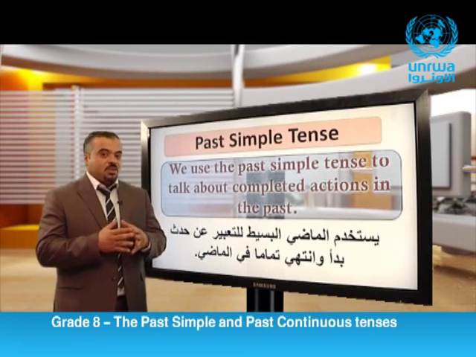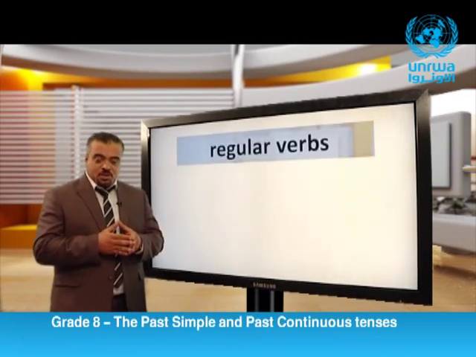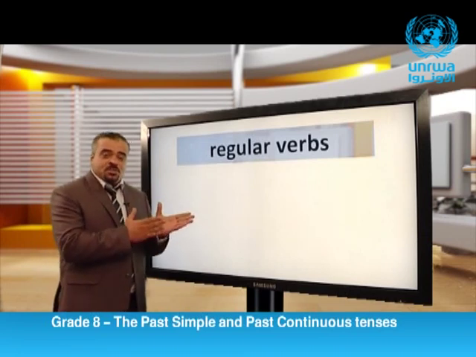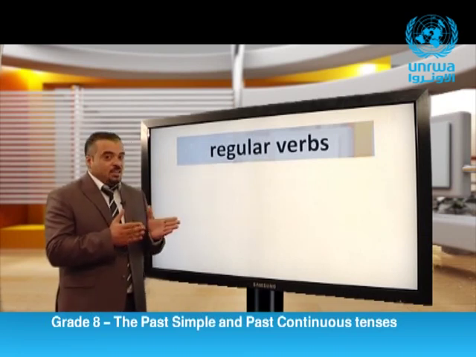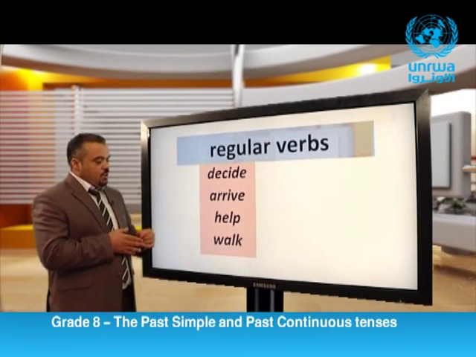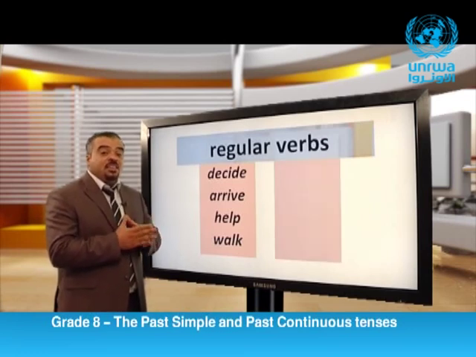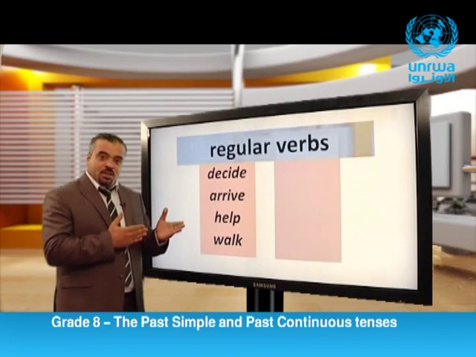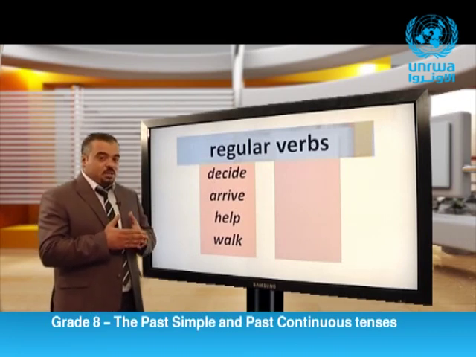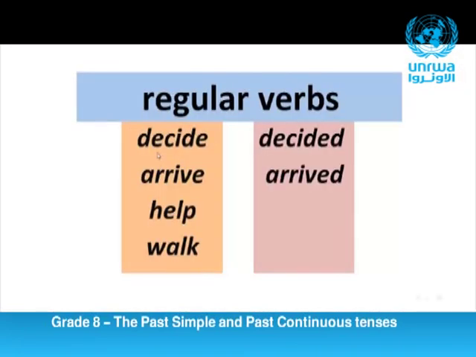How do we form the past simple tense? Let's see. Regular verbs. This is the first way to form the past simple tense. The regular verbs, الأفعال العادية. Look here, we have a list of verbs: decide, arrive, help, and walk. In these verbs, we form the past tense by adding an ed or d to the verb. في هذه الحالة نضيف إما d أو ed إلى الفعل. So they become decide, decided, arrive, arrived, help, helped, walk, walked.